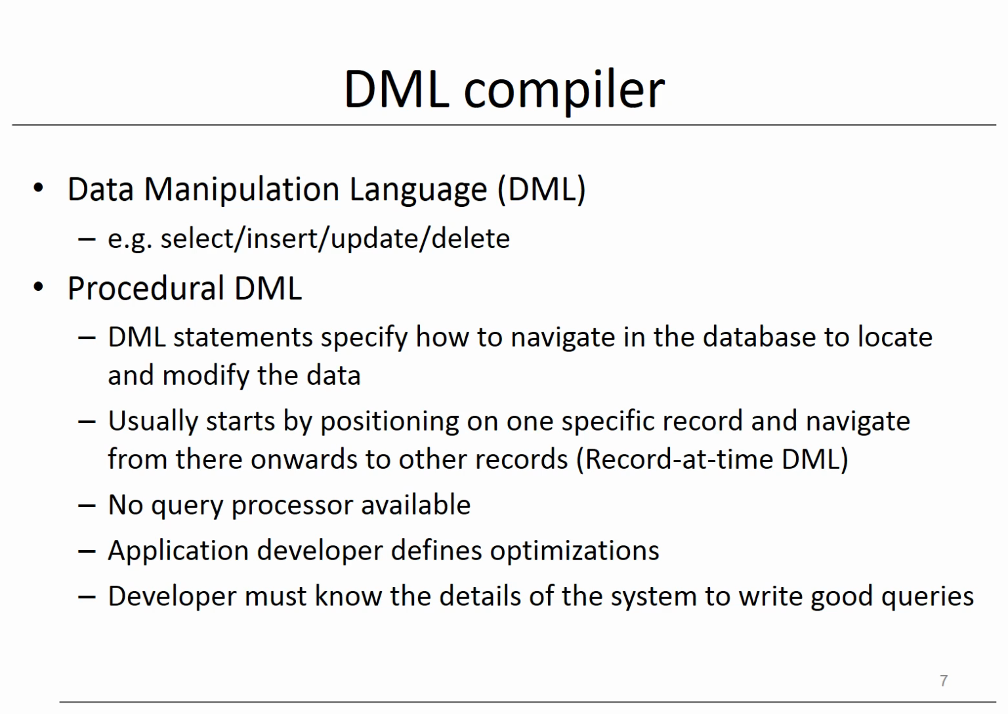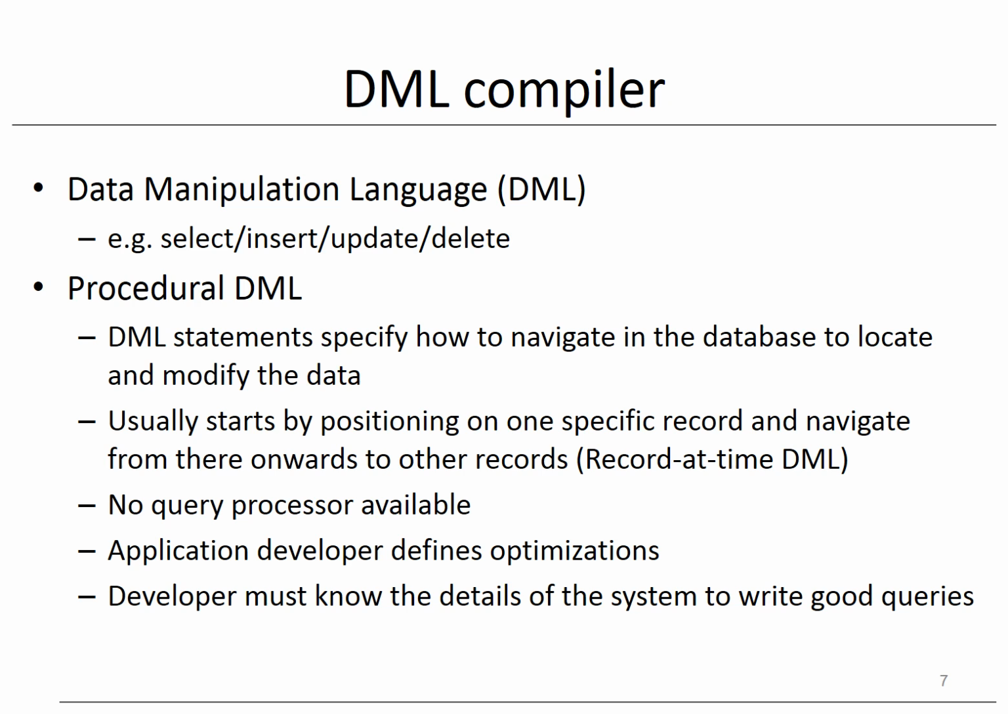The first data manipulation languages that were developed were predominantly procedural DML. These DML statements explicitly specified how to navigate in the database to locate and modify the data. They usually started by positioning on one specific record or data instance and navigate from there onwards to other records using memory pointers. This is why procedural DML is also referred to as record-at-a-time DML.